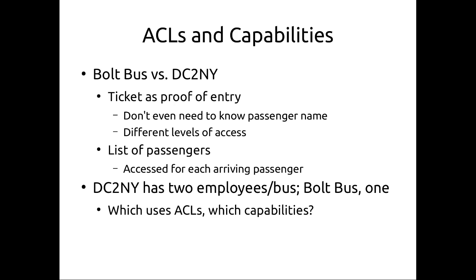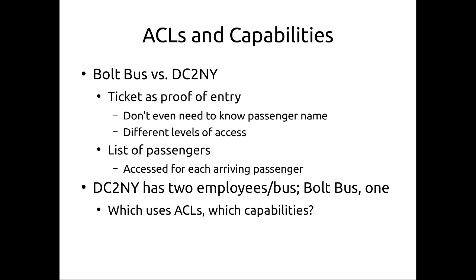DC to NY had 2 employees per bus, whereas Bolt Bus had only 1. So which one of these mechanisms maps to access control lists, which maps to capabilities, and which one of them, DC to NY or Bolt Bus, do you think used which mechanisms? Think about it for a second, pause, come back.